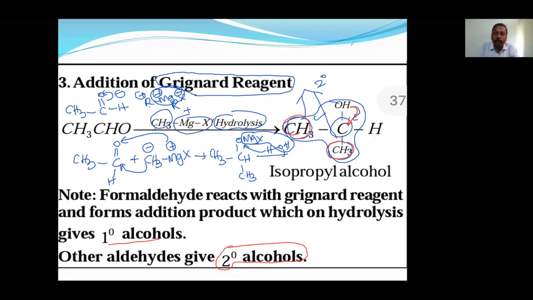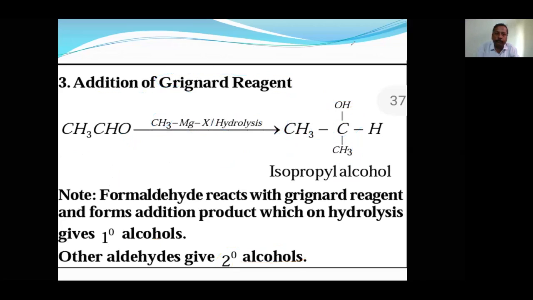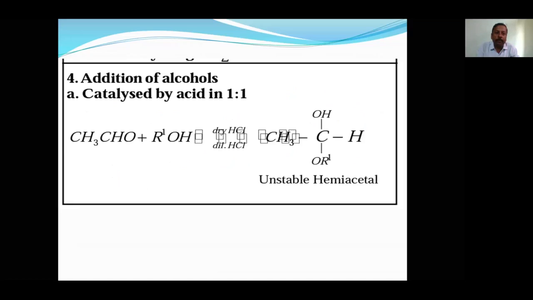I think it is clear now, all of you. Now let's see the next one. Next one is addition of alcohols. There are two types of reactions, 1:1 and 1:2. In 1:1, it is going to give you hemiacetal. Hemi means half. Same reaction here. H will be plus, O will be minus, so oxygen will be minus, carbon will be plus.